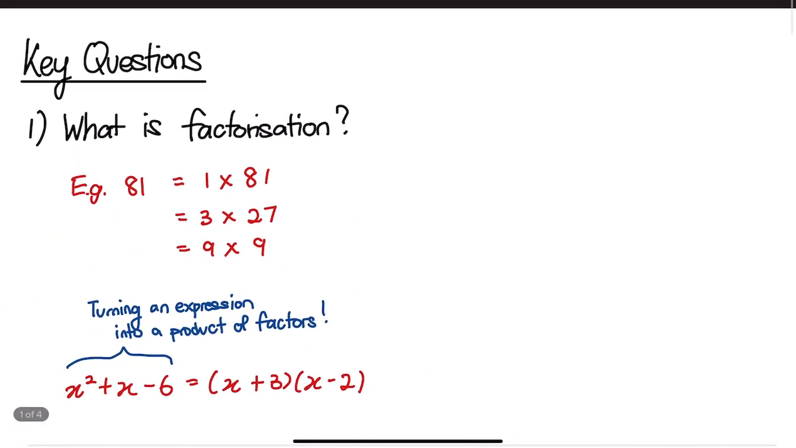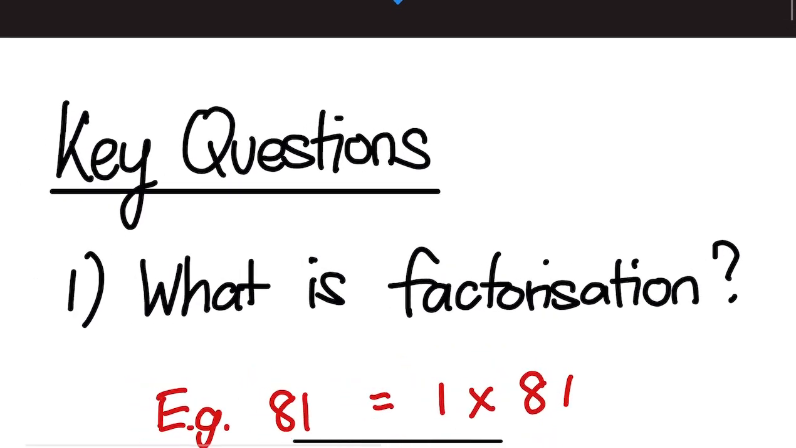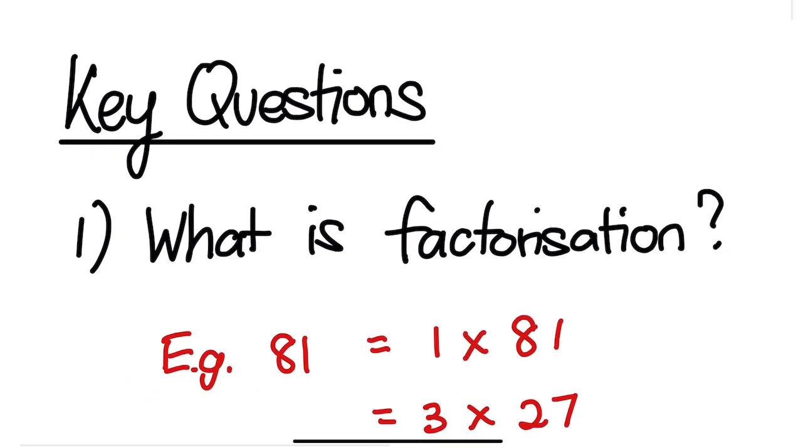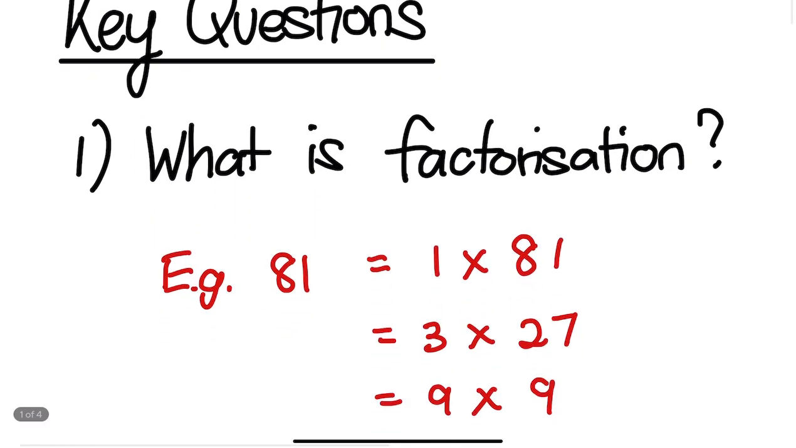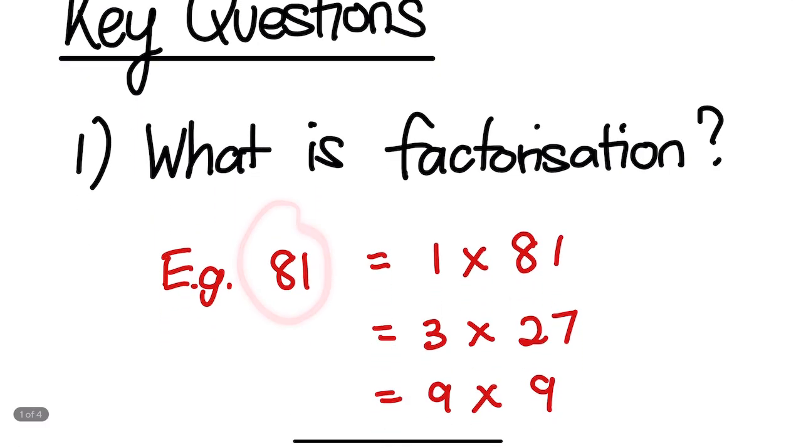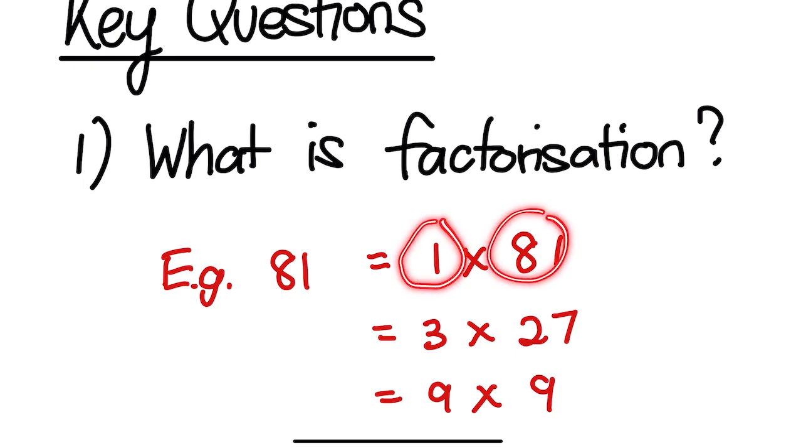So let's go back to one very important question that you must know. What is factorization? You have actually learned factorization possibly even in primary school, or secondary one, where you learn this word called factors. Let's say, for example, if I have this number 81, I factorize it, I can turn it into its factors. I'll get 1 times 81, 3 times 27, 9 times 9.